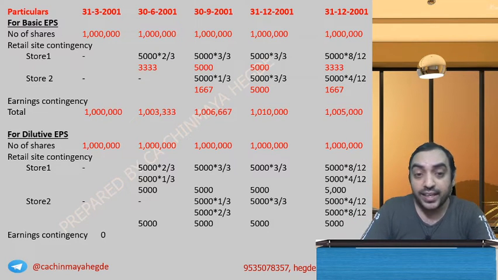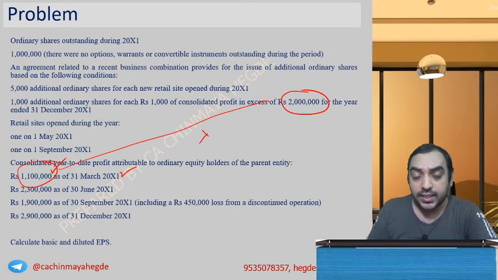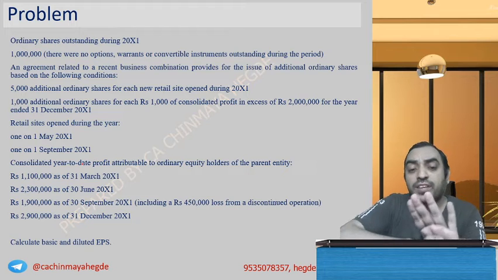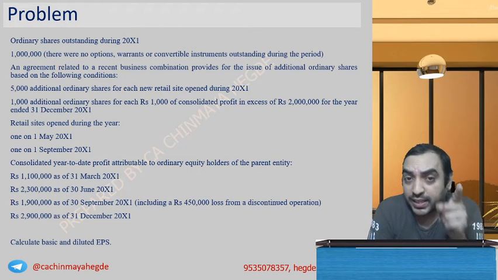Let me tell you. At the end of the year, okay, earnings contingencies. Earnings side contingency, first 4 quarters don't even look for basic EPS. I am discussing basic EPS.